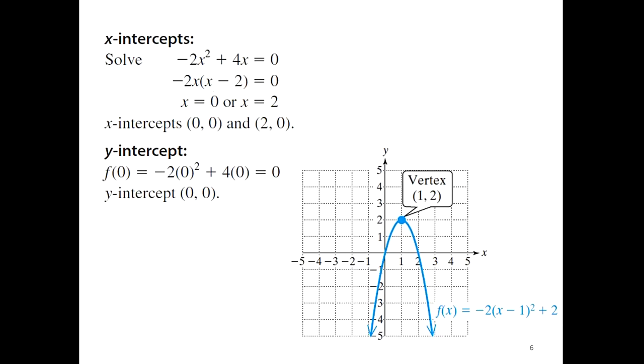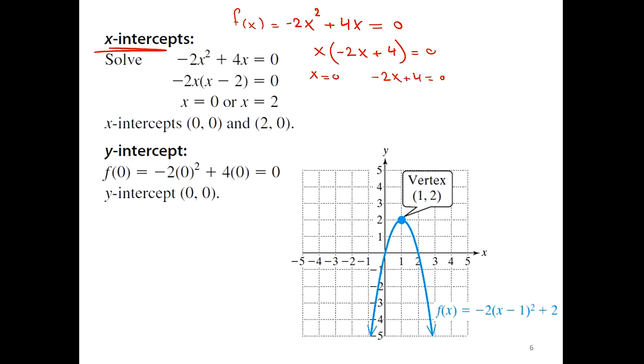Now, we need to find the x-intercept and y-intercept for the same quadratic function. We have f of x equal negative 2x squared plus 4x. And we need to find the x-intercept. X-intercept means f of x equals 0. So we need to solve this equation. We can take x as a common factor, so we have x times minus 2x plus 4. So we can conclude we have x equals 0, and minus 2x plus 4 equal 0. This is the first point, and for the second point, minus 2x equal negative 4. By dividing by negative 2, x equals 2. So we have 2 values of x.